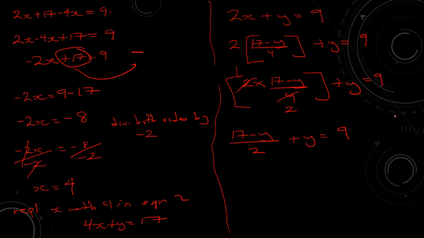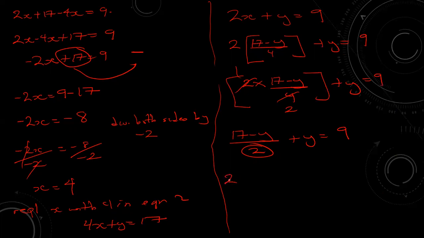So the issue here is that we have a fraction. 17 minus y over 2 plus y equals 9. So the next thing we're going to do, we want to get rid of this fraction. Okay, the first thing we can do is to multiply both sides by this 2. We're going to multiply both sides by 2 so as to get rid of the 2.